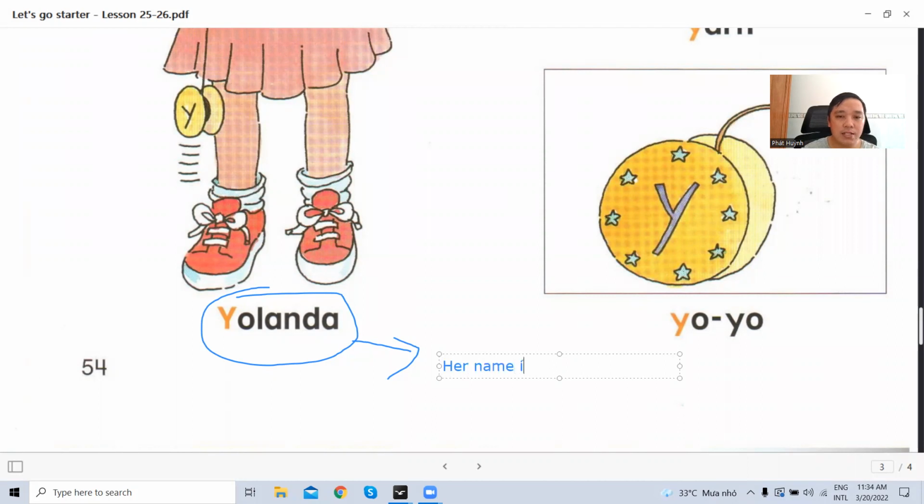Her name is Yolanda. Okay. Tên cô ấy là Yolanda. Now, Yolanda. Yolanda. Yolanda. Okay, Yolanda. Very good. So Yolanda is girl name or boy name? Yolanda is boy name or girl name? That's right. Yolanda is girl name. Yolanda là tên con gái nha.